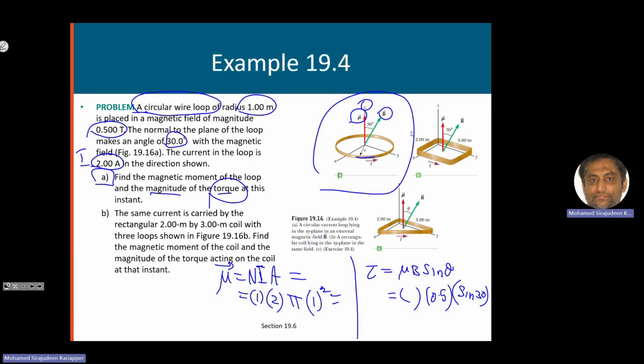It comes from mu cross B. As a vector equation, I can write torque equals mu cross B. Point your fingers in the direction of mu and see whether you can curl them towards B. Let's say my pencil is mu, and my remote control is B. So mu cross B will be into the board.